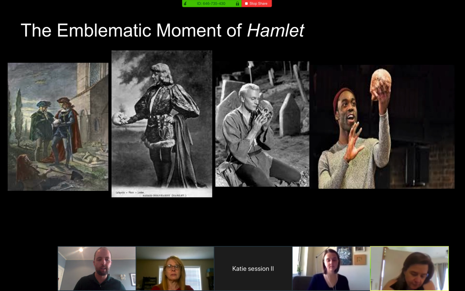If we think about Hamlet, most of us will think about this moment with the skull of Yorick, the jester who was long dead by the time the play actually starts. At this pivotal moment in the play, Hamlet encounters the skull of Yorick. Most scholars would say this is one of the most important moments in the play, and some would even argue it's one of the most important moments in Western theater generally.